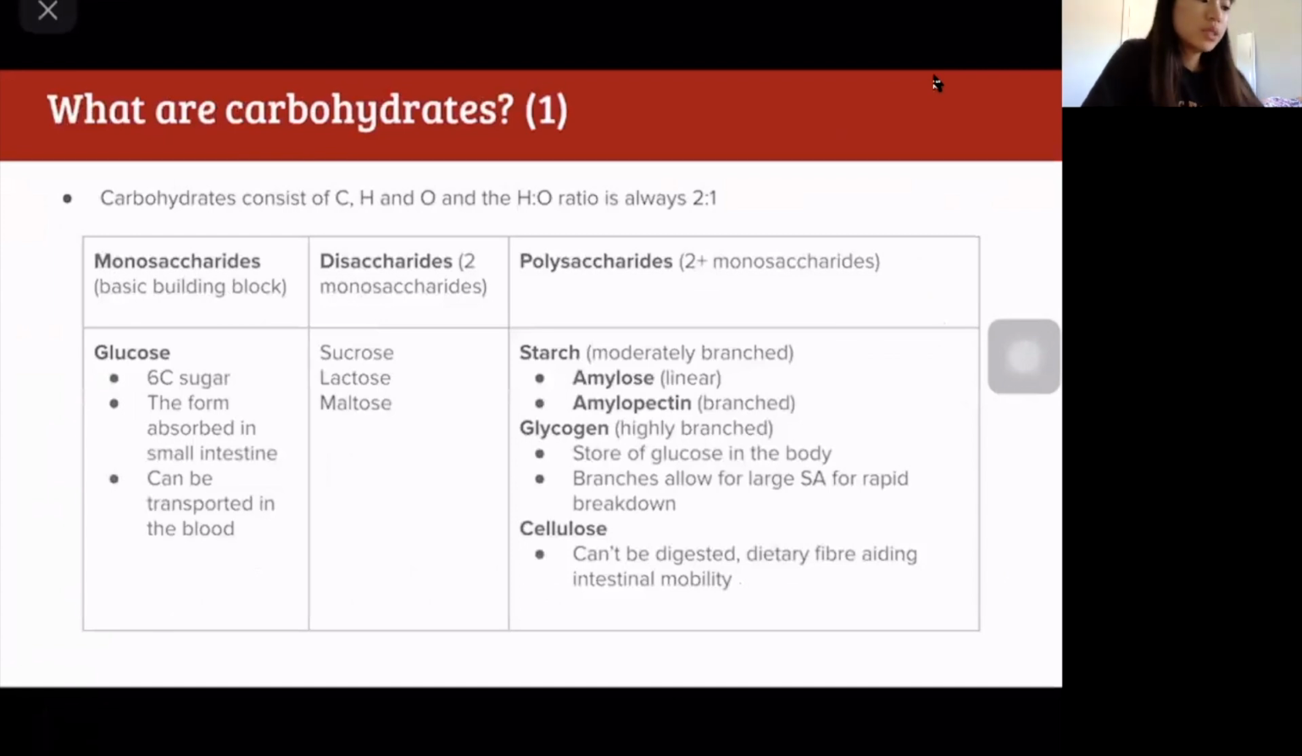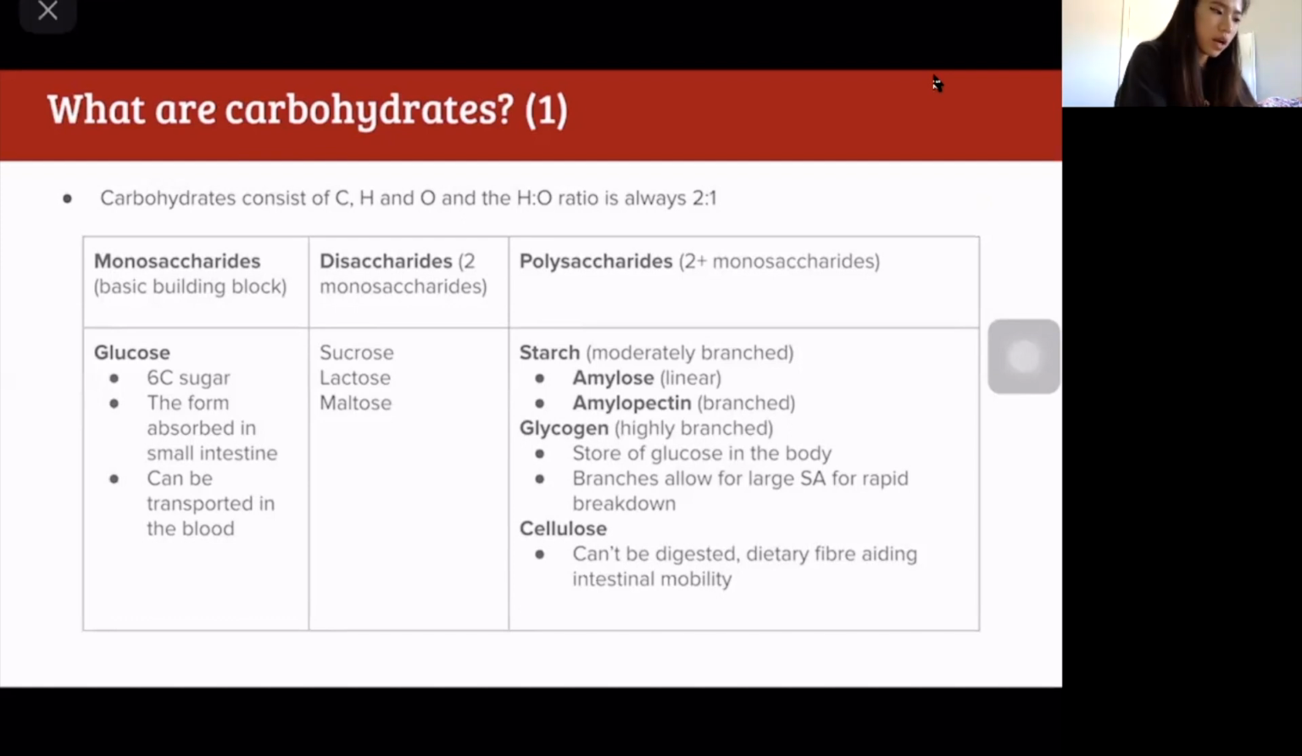So what are carbs? Carbohydrates are basically molecules that are made of carbon, hydrogen, and oxygen, and the H to O ratio is always 2:1. This table shows you a few of the carbs. And if you've done year 12 bio, this should be revision.